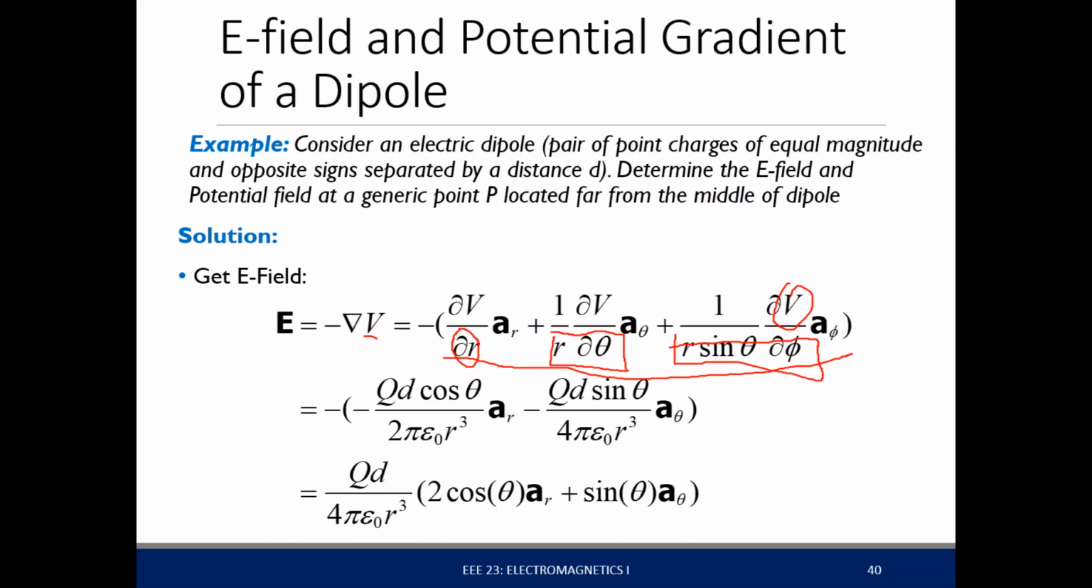All right. Now, since the voltage is not a function of phi, this term disappears. You'll be left with these two terms right here. Okay, factor out the common terms, you'll end up with this expression right here. Now, this is the electric field defined by A r hat and A theta hat.